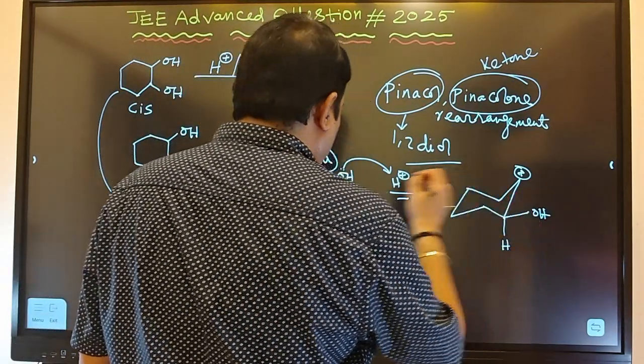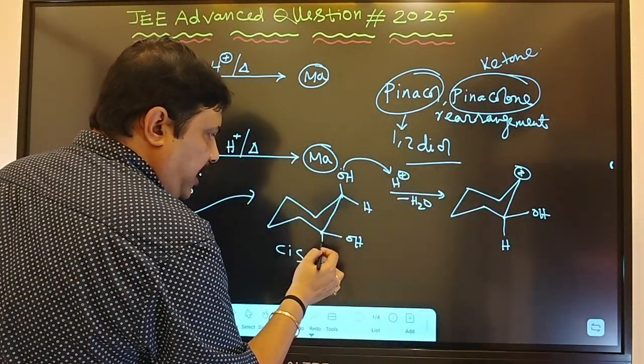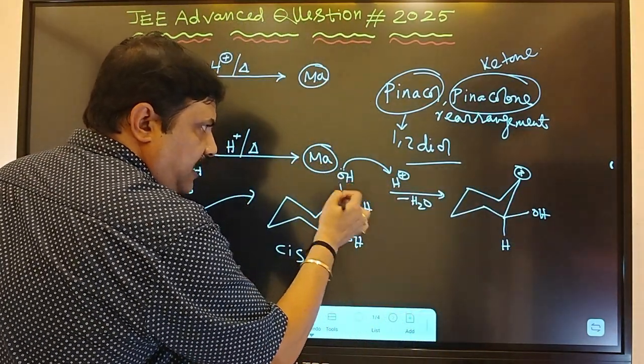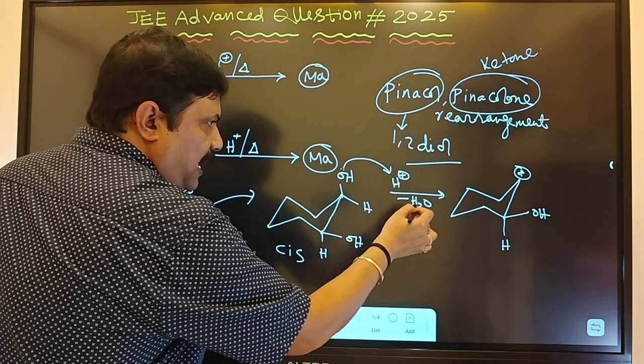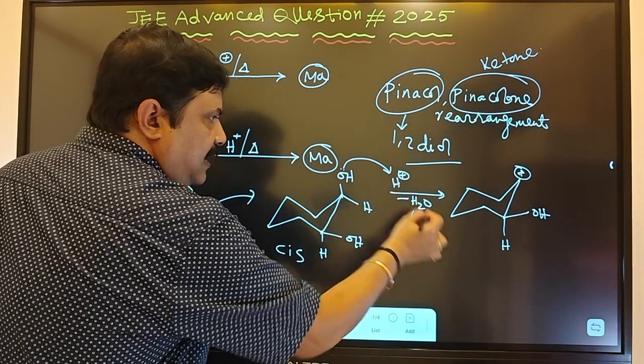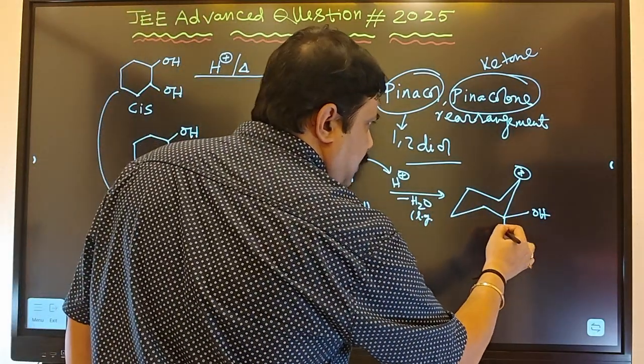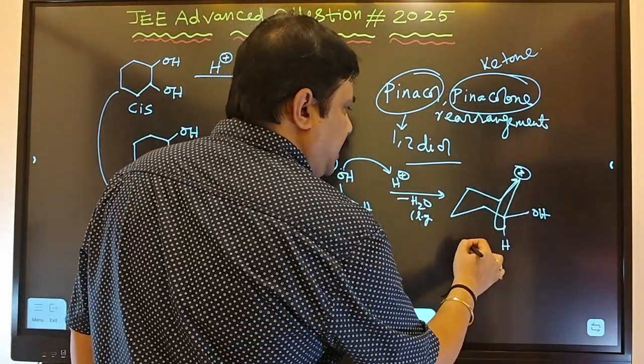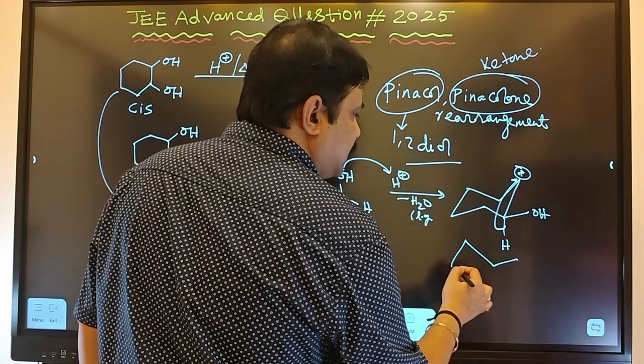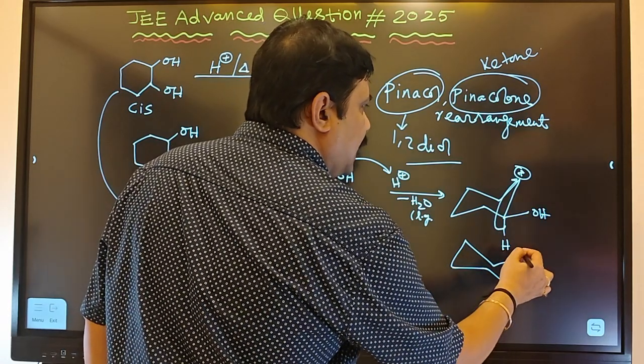With respect to this OH, this is your leaving group, converted by protonation to H2O+, and that is your leaving group. Anti to the leaving group means this is anti to the leaving group, and that will migrate over there. And then immediately what you will get? You will get structures like these.